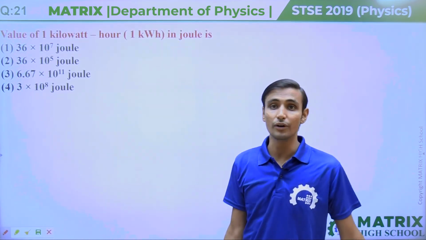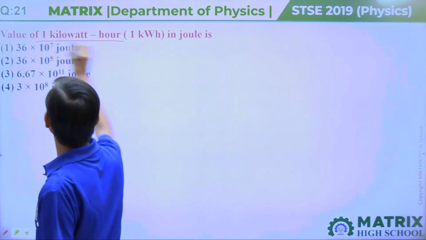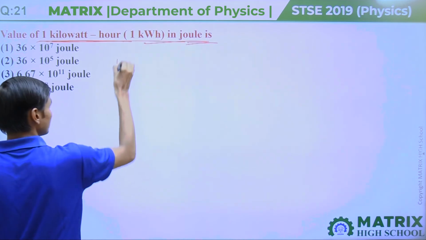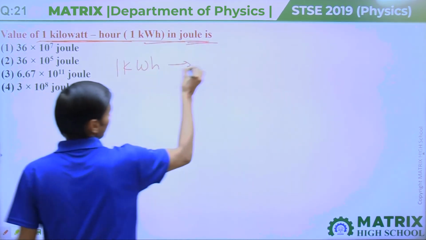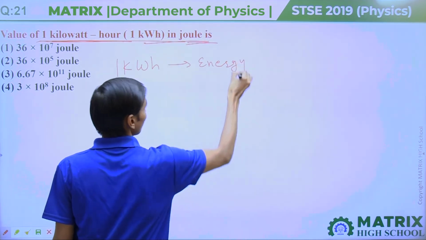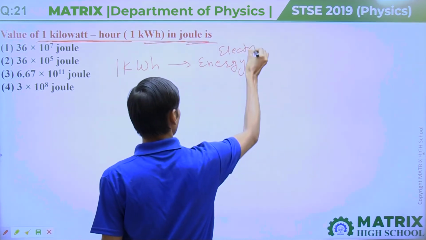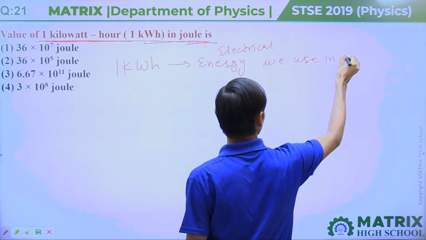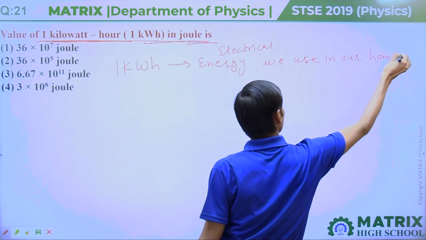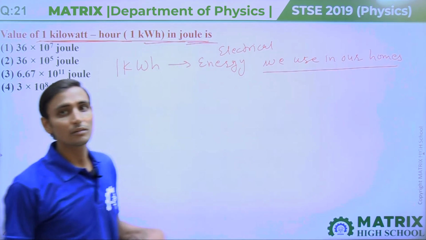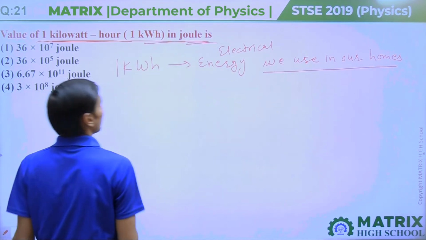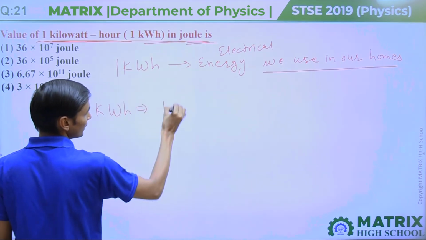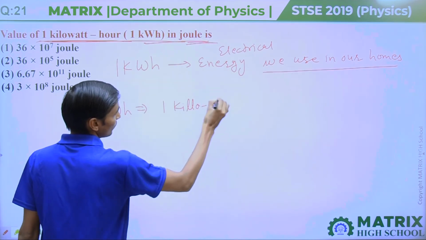Next question number 21. In this question, the value of 1 kilowatt hour in joule is asked. 1 kilowatt hour is electrical energy, the energy we use in our homes. In our houses it is supplied in terms of kilowatt hour.